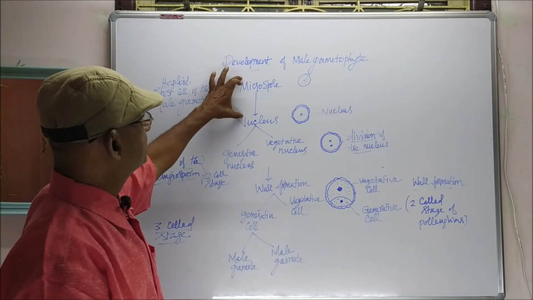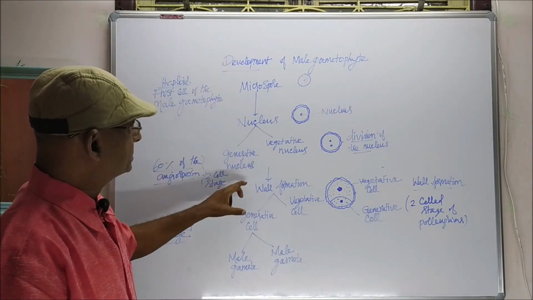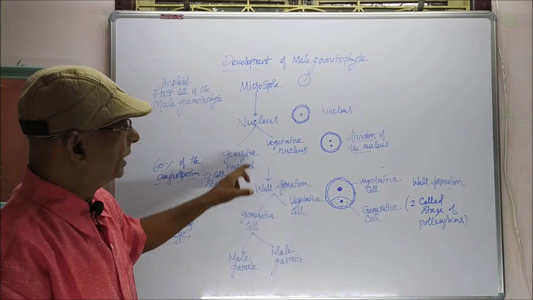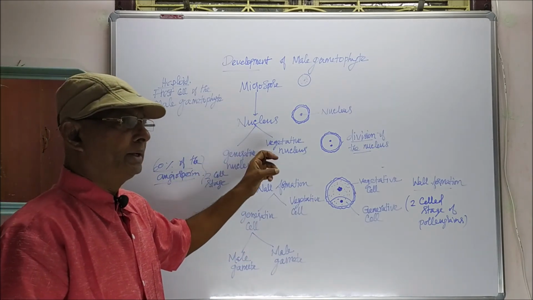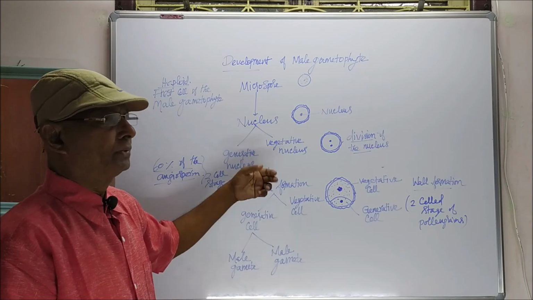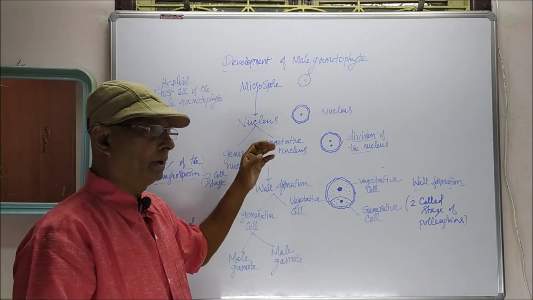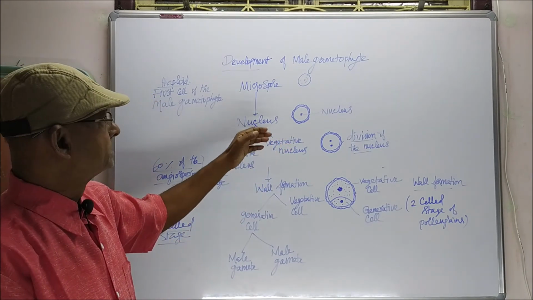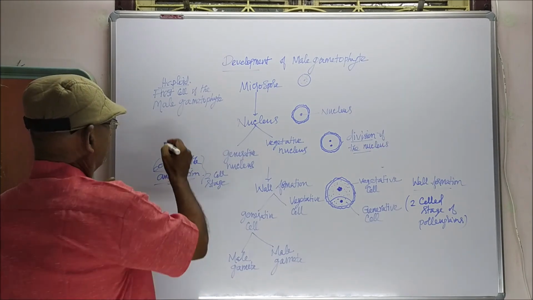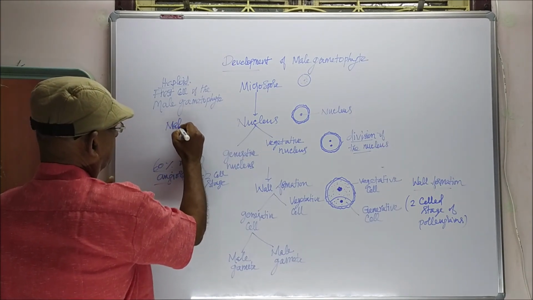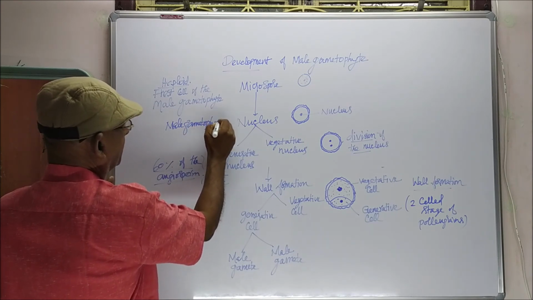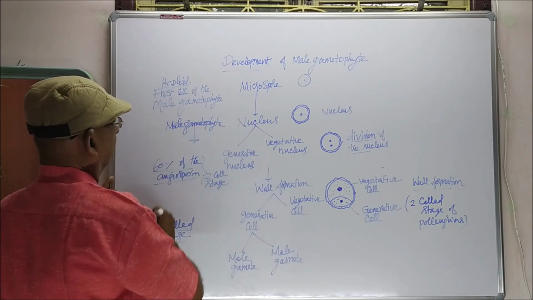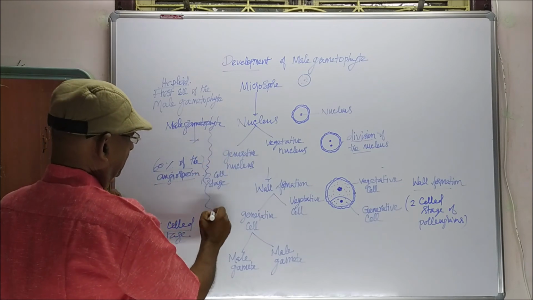So, up to this, the microspore and these are all the male gametophyte. Once the microspore divides into two or three cells, from that onwards, we have to say it is the male gametophyte. These are all the changes of the male gametophyte.